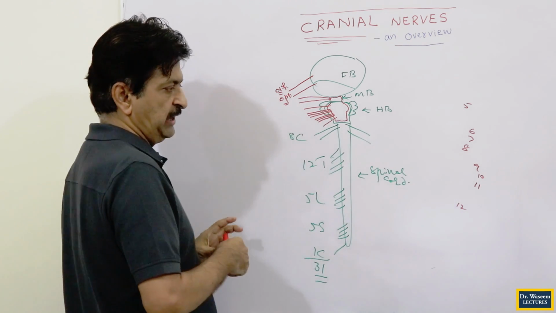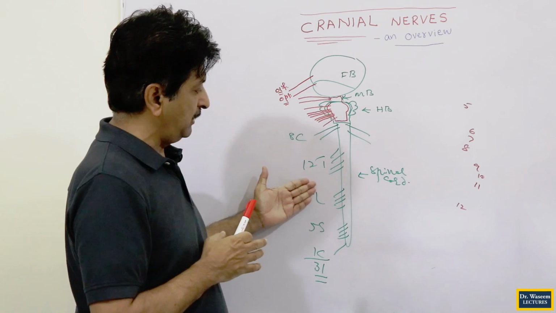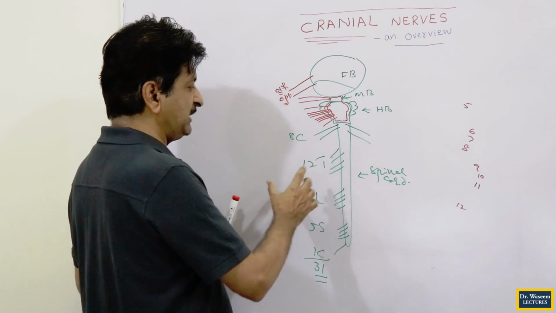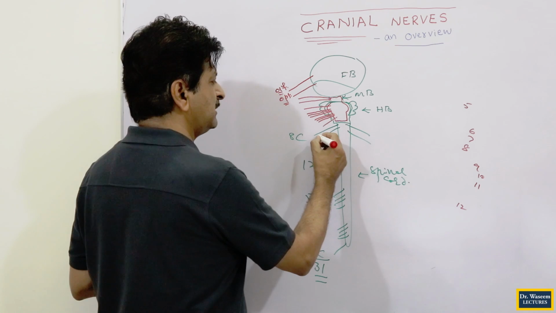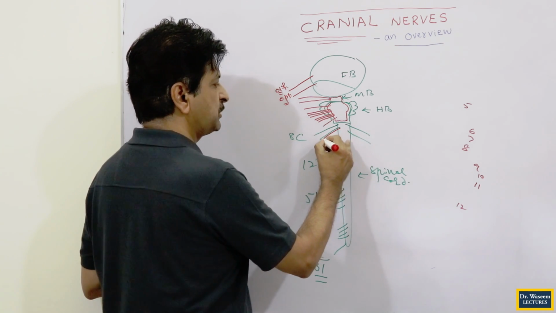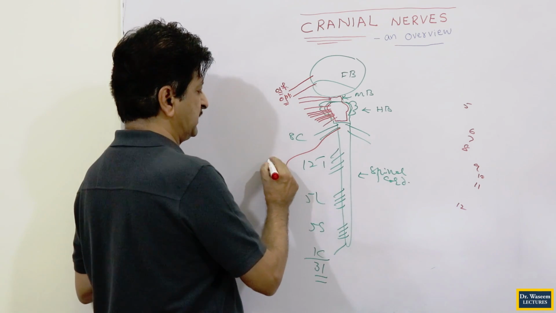Now another dissimilarity, the difference between the spinal nerves and the cranial nerves, is this: when you pick up any spinal nerve, you just take one typical spinal nerve and you study that. One typical nerve, you see that. And you study this typical spinal nerve.